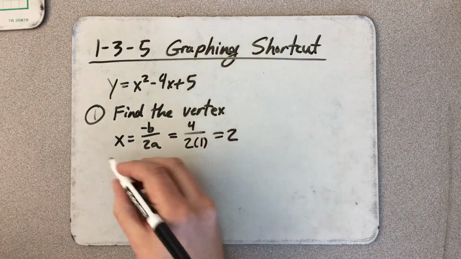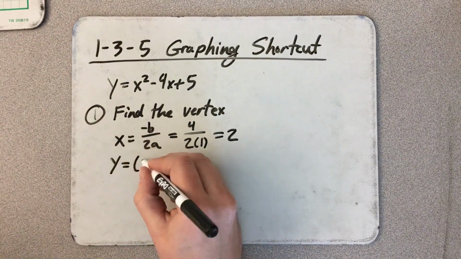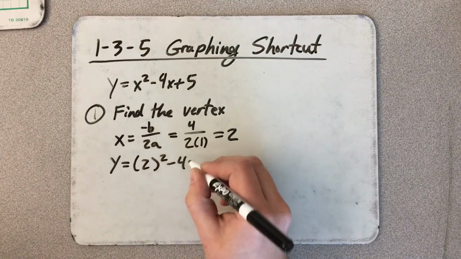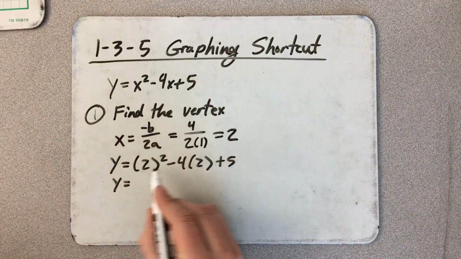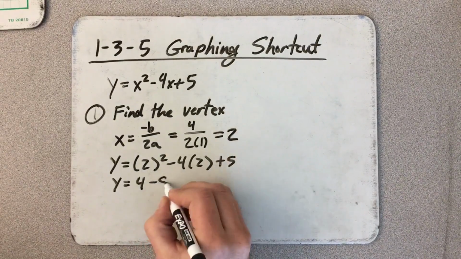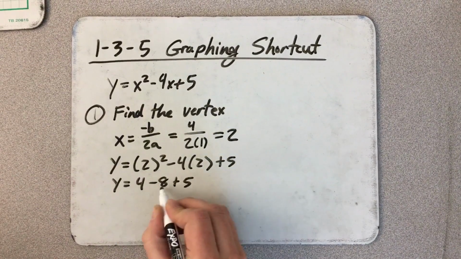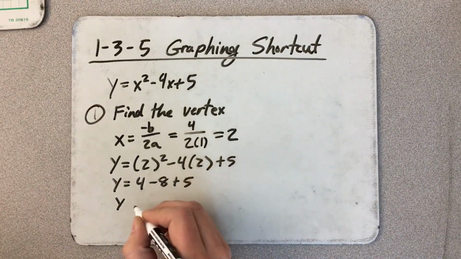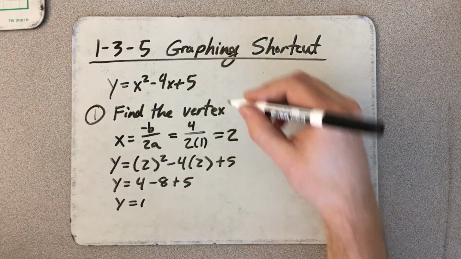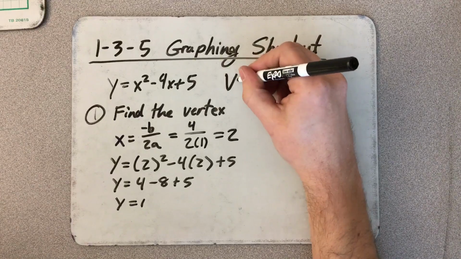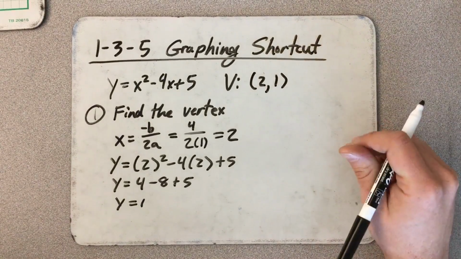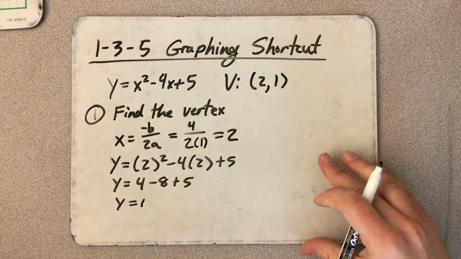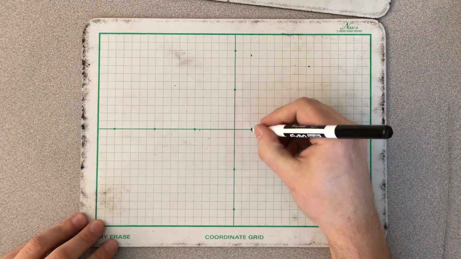To get our y value, we plug that back in. So we have 2 squared minus 4 times 2 plus 5. Quick order of operations, that's 4 minus 8 plus 5. So negative 4 plus 5 gives us positive 1. So our vertex for this problem is going to be at 2, 1. All right, now we know where we're starting. We're going to go to our graph, and I'm going to plot that point at 2, 1.